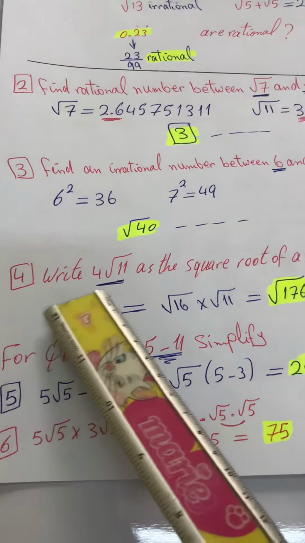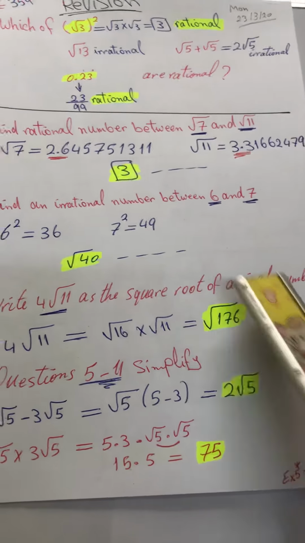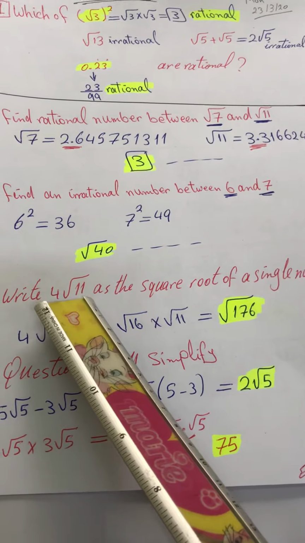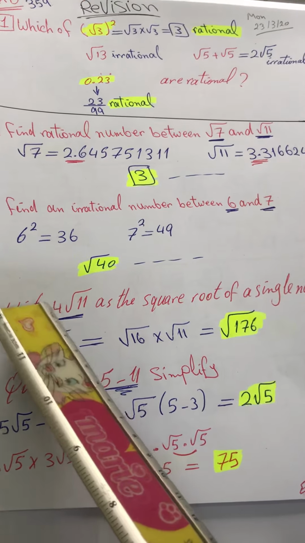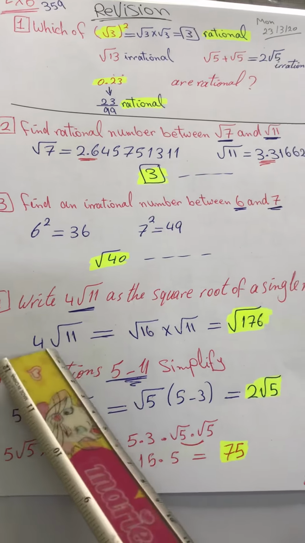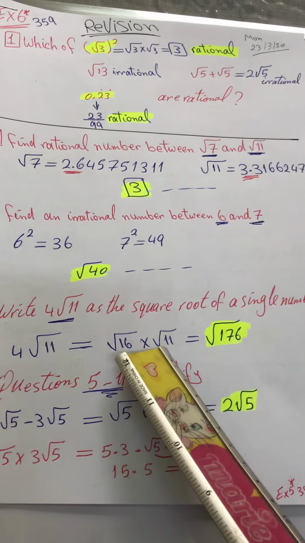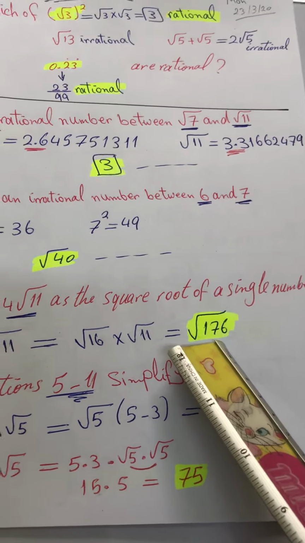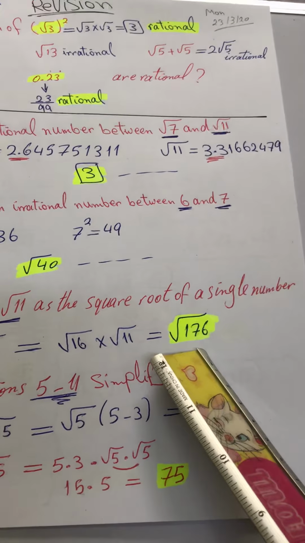In this question, write 4 square root of 11 as a square root of a single number. That's to say, I want to take this 4 and put it again inside the square root. As you know, to take this 4 inside the square root, I have to make it 4 squared. So it will be 4 times 4. Now, 4 square root of 11, I'll take this 4, make it square root of 16 times the square root of 11. Now multiply 16 by 11, you will get the answer 176. By this way, I write it as the square root of a single number.